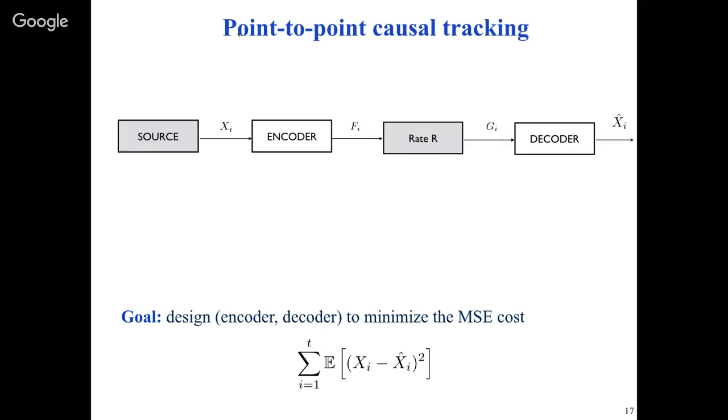The decoder produces a representation of xi, and the goal here is to design the encoder and the decoder to minimize the total mean square error cost over this time horizon. So we have an encoder and decoder that have zero delay. Whatever they produce, fi is produced at time i, gi is produced at time i, and xi hat is produced at time i. They cannot wait. Neither the encoder nor the decoder can wait before they form their outputs. And the goal of all this is to minimize the total mean square error cost that you see here at the bottom of the slide.